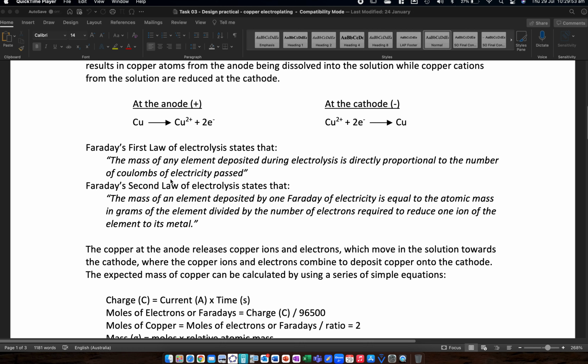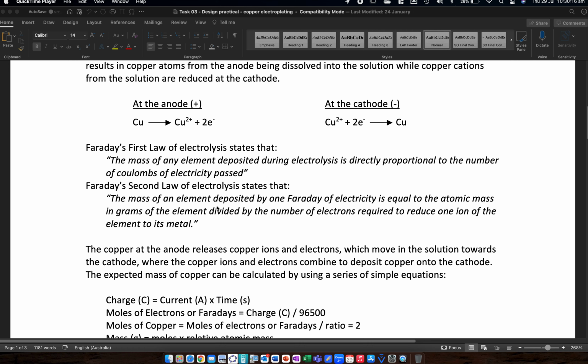And the mass of an element deposited by 1 Faraday of electricity, okay, which we don't use as much in physics, is equal to the atomic mass in grams of the element divided by the number of electrons required to reduce one ion of blah, blah, blah. Okay? That is all very technical jargon for something that, if you think carefully, is quite simple.